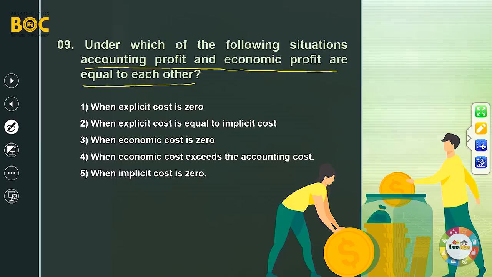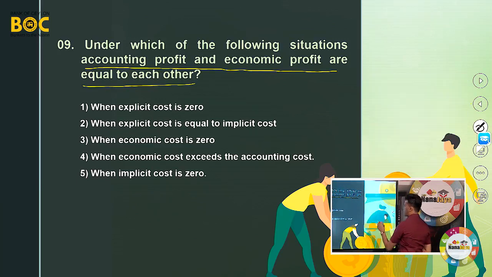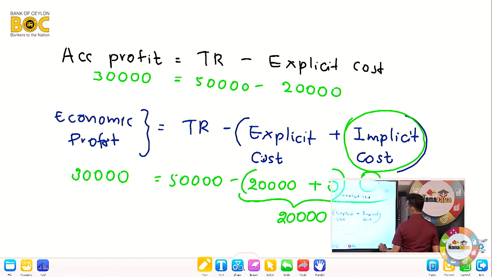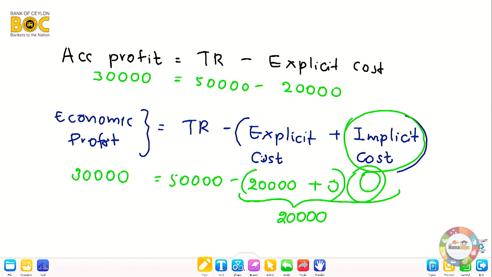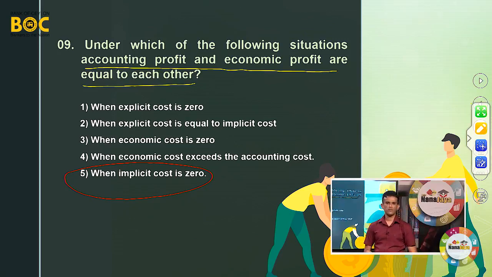So when explicit cost is 0, no. When explicit cost is equal to the implicit cost, no. When economic cost is 0, no. When economic cost exceeds the accounting cost, we cannot take so. But when implicit cost is 0, as we calculated and showed here, this can happen. So answer 5 should be taken as the answer for this question. When implicit cost is 0, the accounting profit will be equal to the economic profit. Why? Implicit cost being 0 means the explicit cost is the only thing deducted from total revenue under both instances. So the two answers will be equal to each other. I think you understood.